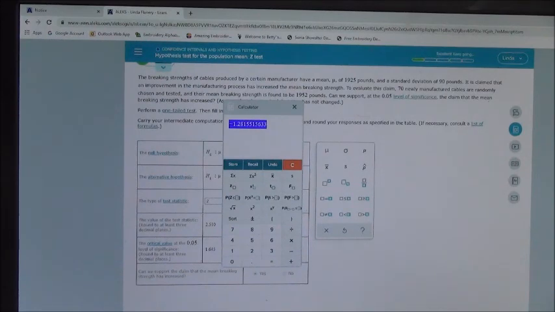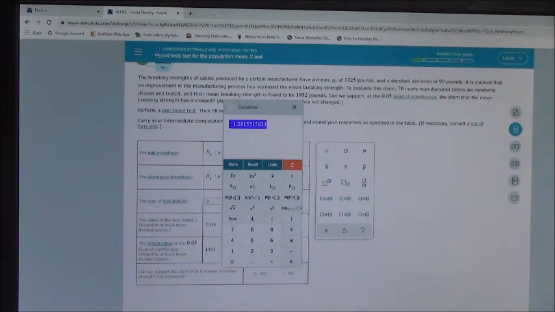So, 2 ways we can figure out if this is significant or if we should accept or reject the claim. One way is by comparing the test statistic to the critical value. If I think about it, my critical value is negative 1.282. My test statistic is negative 0.38.